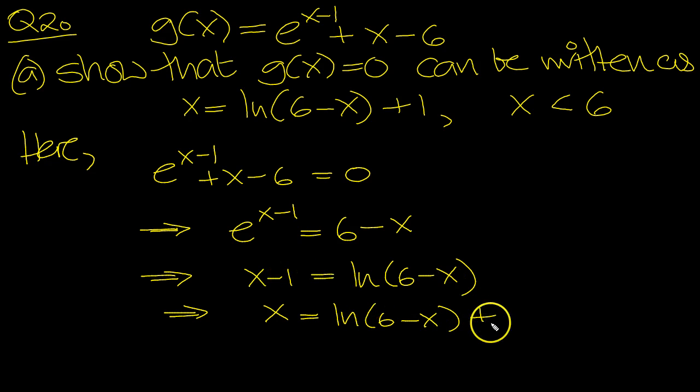Move the 1 over to plus 1. And we did that for the log, so 6 minus x must be greater than 0. In other words, x must be less than 6. That's part A.